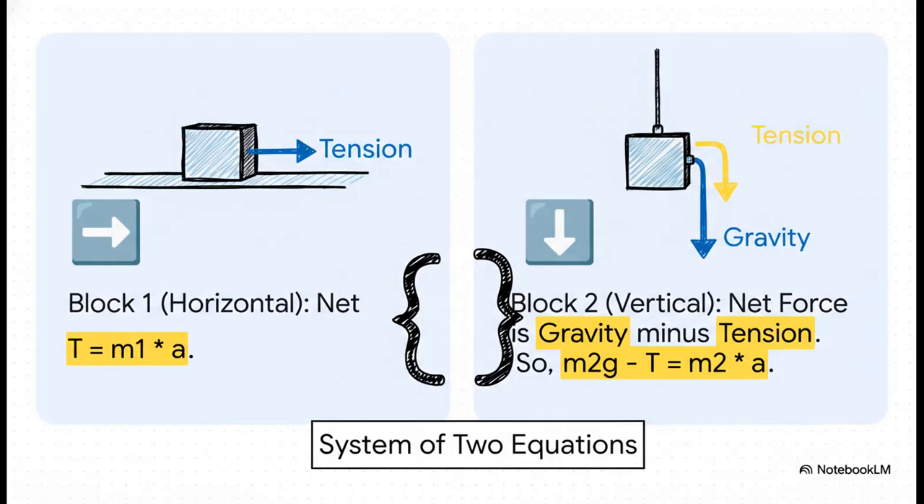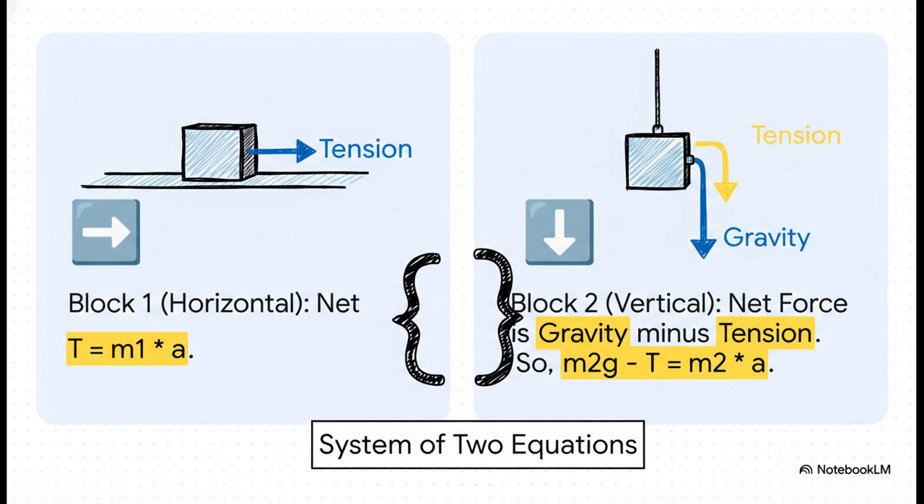So let's apply this law to our two blocks. For block 1 on the table, if we only look at the sideways motion, the only force is tension. So for that one, it's simple. T equals M1 times A. Easy. For block 2, it's that vertical tug of war. The net force is the downward pull of gravity, which is M2G, minus the upward pull of tension. And all of that equals M2 times A.